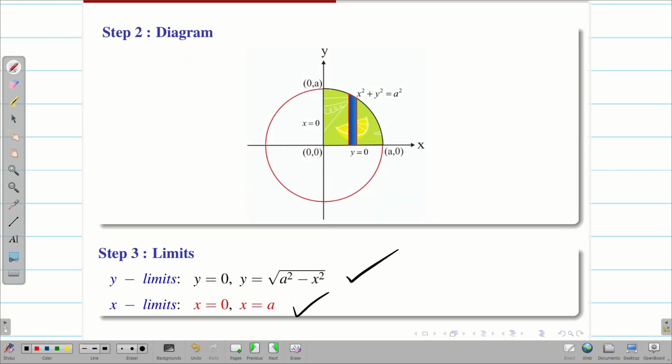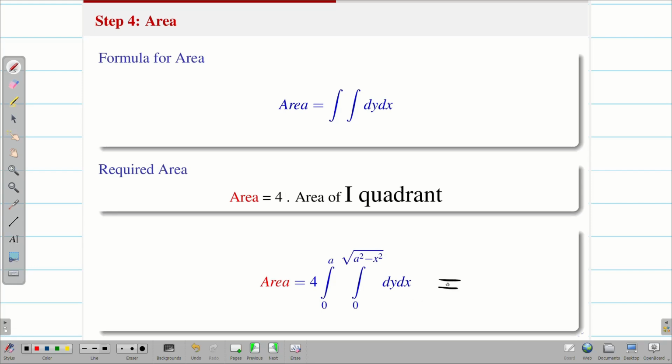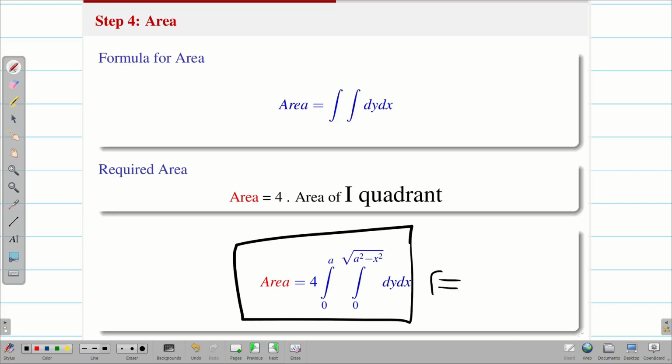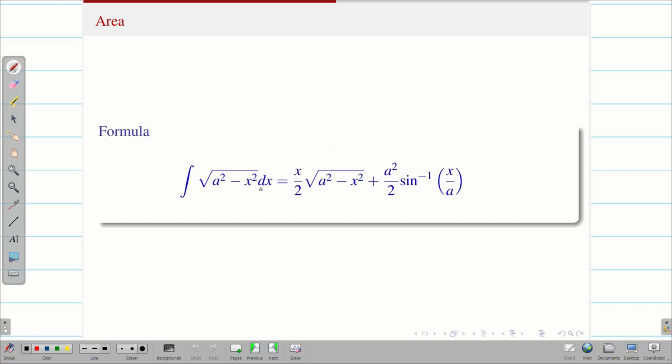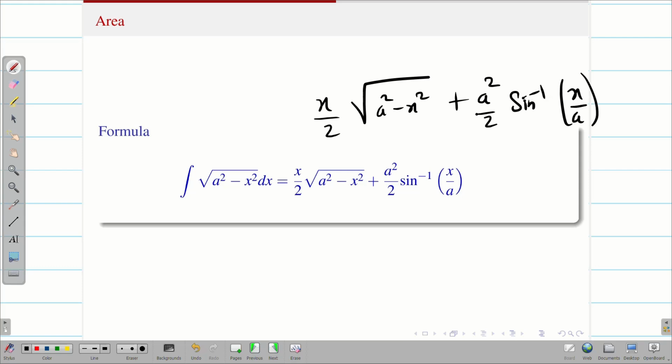X limit is 0 to a. Substituting this, we get this format. Now if we integrate, we can find the area of the circle. Just integrate this, we'll be getting like this. Do you remember, student, the integral of square root of a square minus x square dx is x by 2 square root of a square minus x square plus a square by 2 sine inverse of x by a.